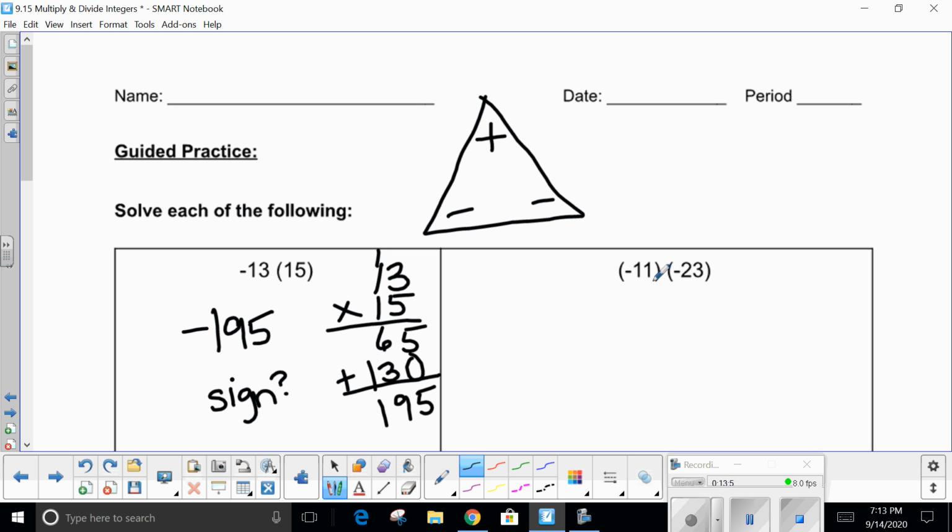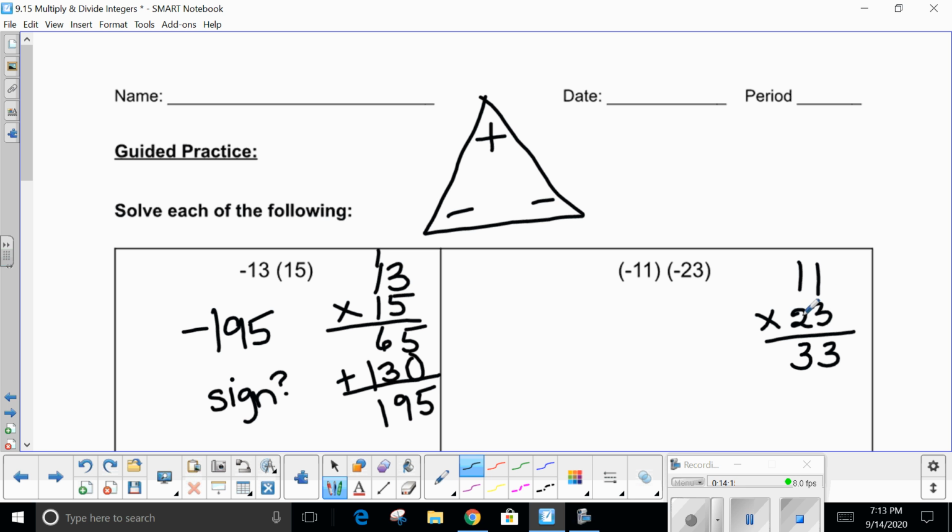Okay, so let's come over here and let's look at this. We're going to say negative 11 times negative 23. Forget about the signs. So just ignore these negative signs. We're going to say 11 times 23. And what does that equal? 3 times 1 is 3. 3 times 1 is 3.